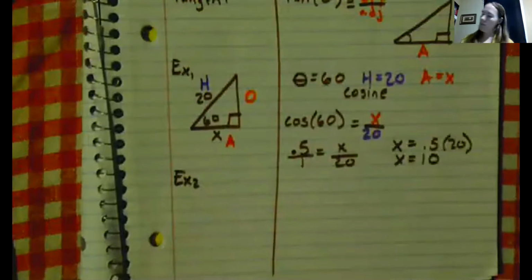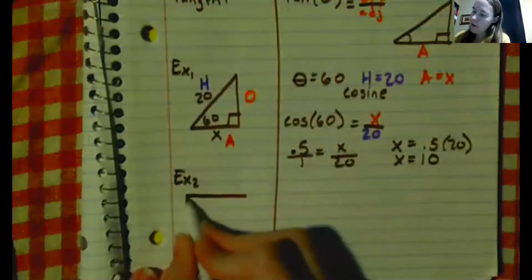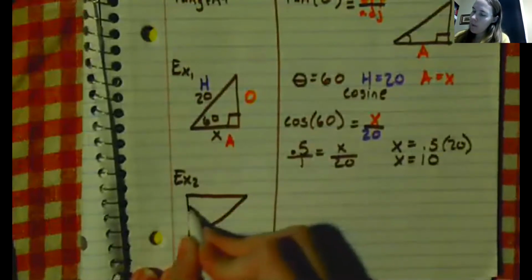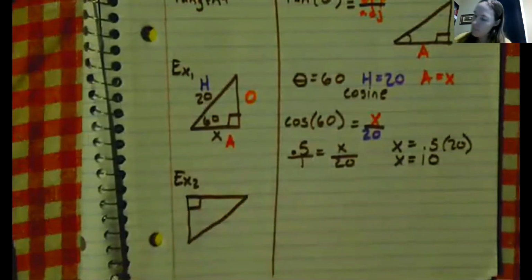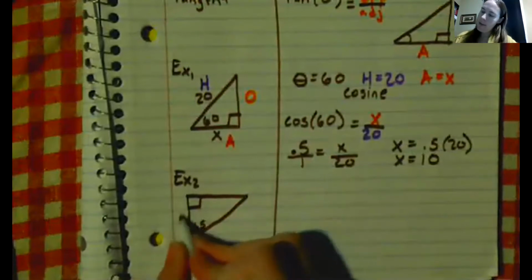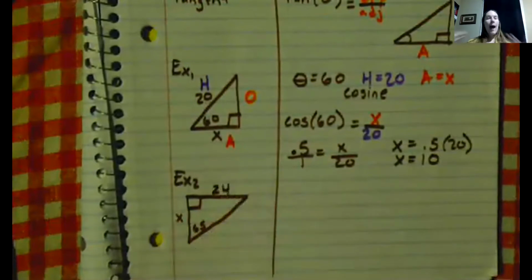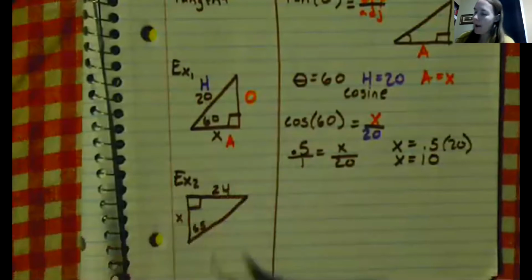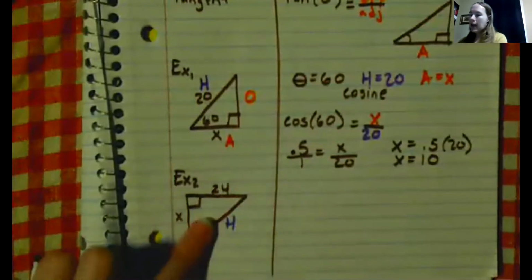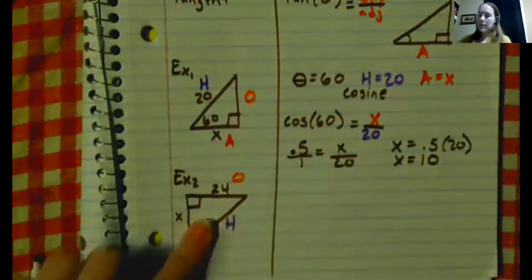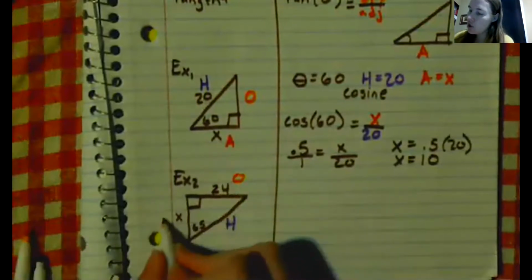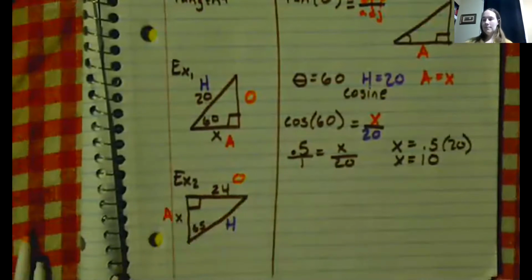So for example 2, say we have another triangle, and we know it's a right triangle because of there. Our angle is 65. We know that this side is x, and this side is 24. As always, I'm going to start by labeling everything. Across from my right angle is my hypotenuse. I'm going to cover my reference angle. The opposite is what it doesn't touch. And then my adjacent is right next to it.